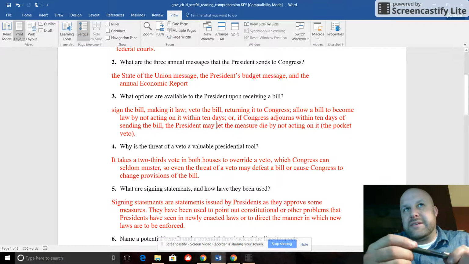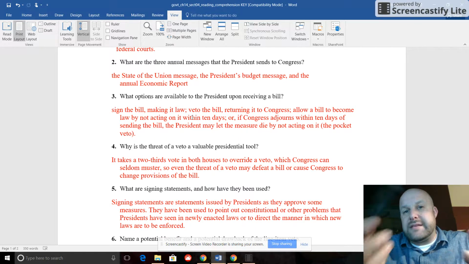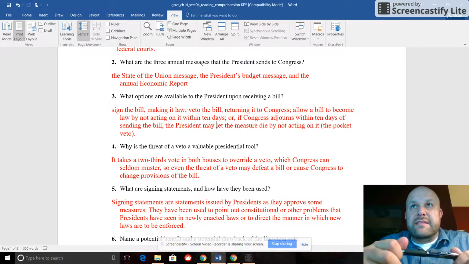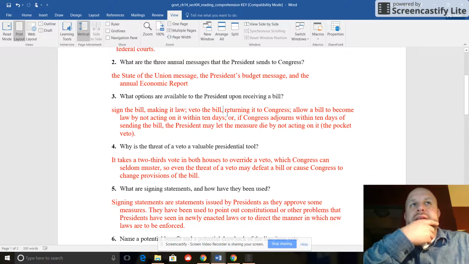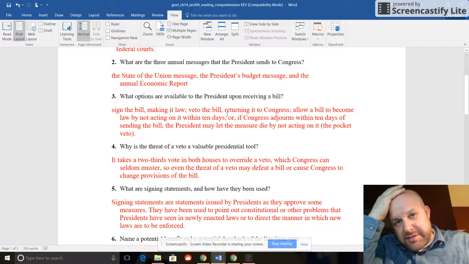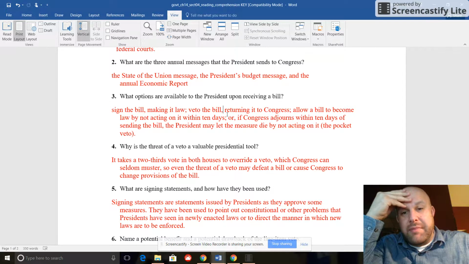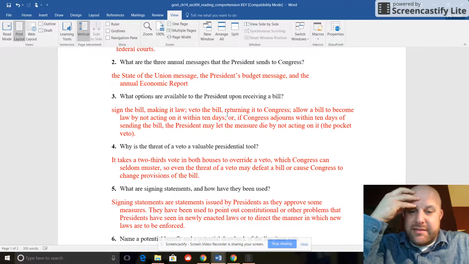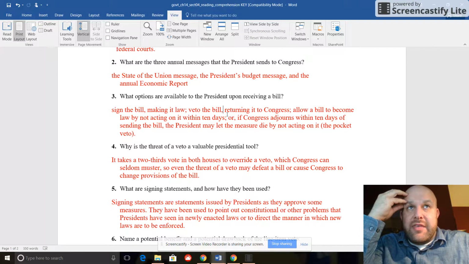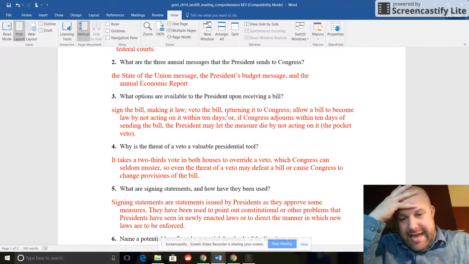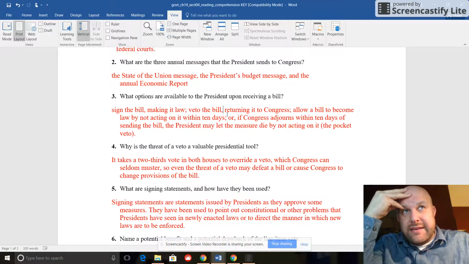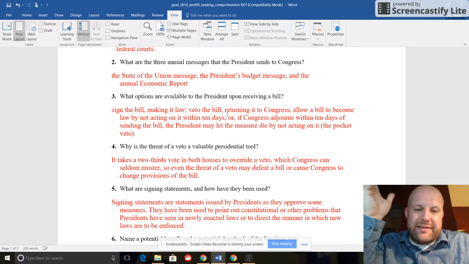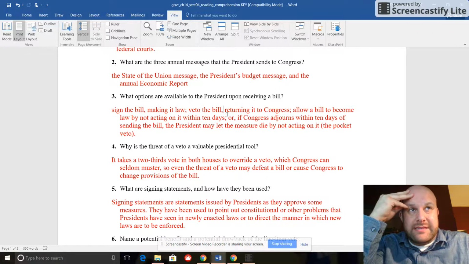We've talked about receiving a bill. What are the options available to the president upon receiving a bill? Again, they can sign it, which makes it a law. They can return it to Congress by vetoing the bill. Or they can allow a bill to become a law by not acting on it within 10 days. But if Congress adjourns within 10 days of sending the bill, ending their session, then the president can let the measure die by not acting on it. That's known as a pocket veto, which sometimes does happen.